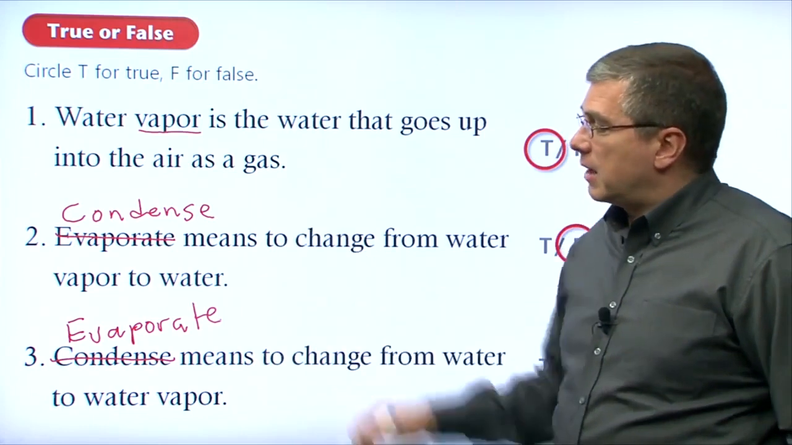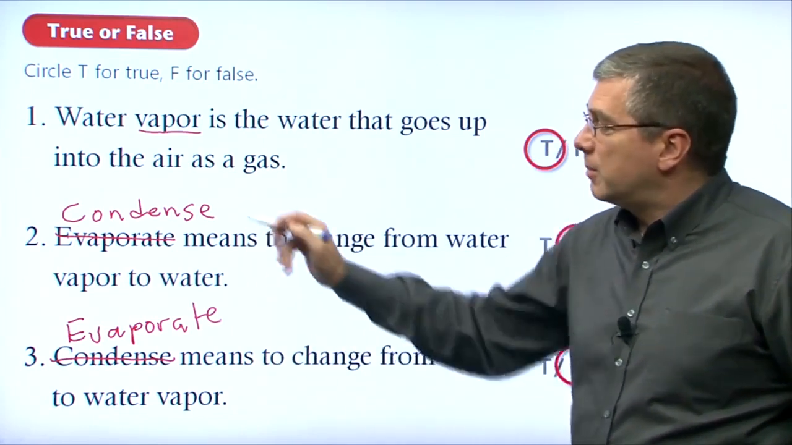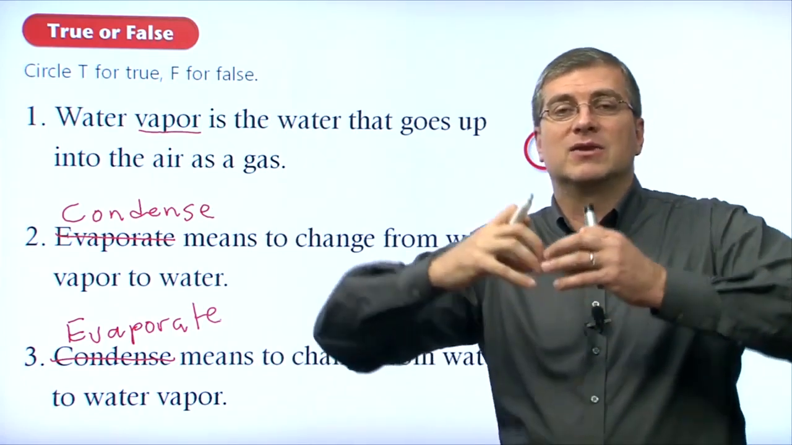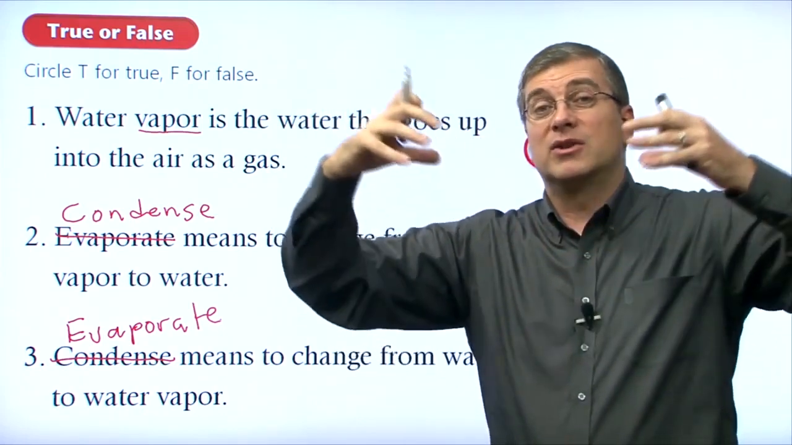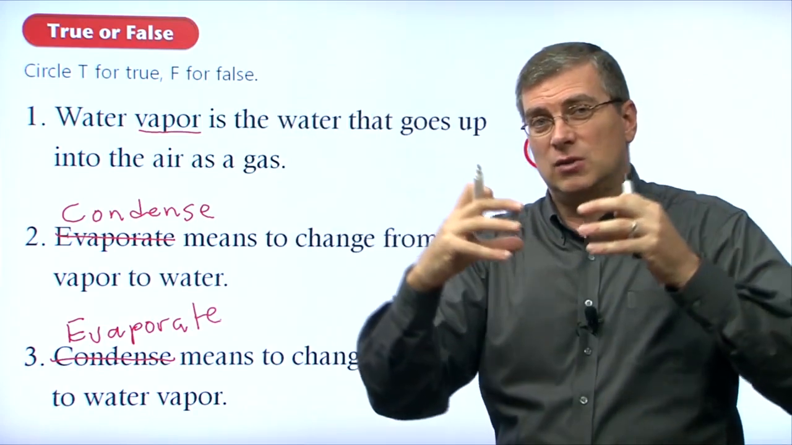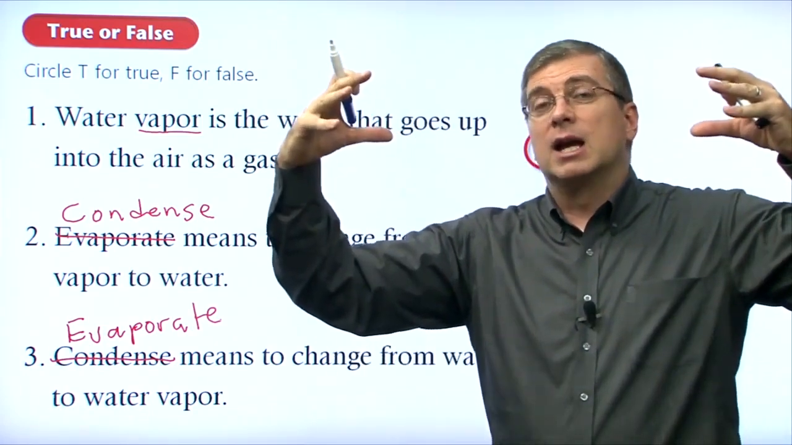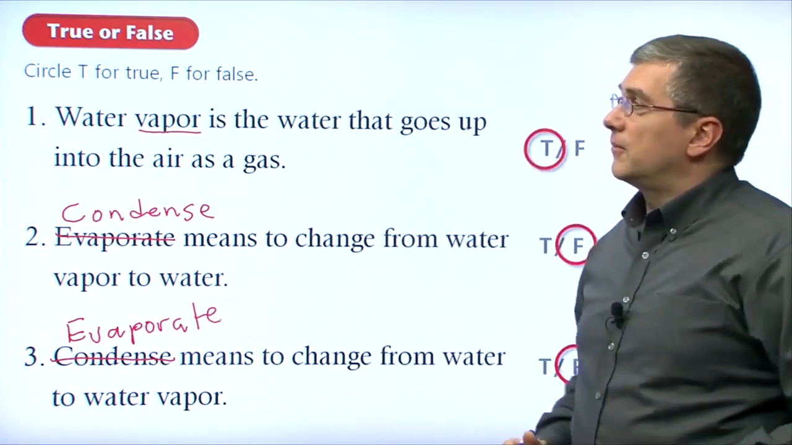Okay, so you see how they try to trick you with condense and evaporate. Just remember, condense and evaporate are different. Evaporate means to spread out from a liquid to a gas. The water is spreading out. Condense means from a gas changing into a liquid. It's coming together. Evaporate, spreading out. Condense, coming together. Okay. Well, that wraps it up for this part.